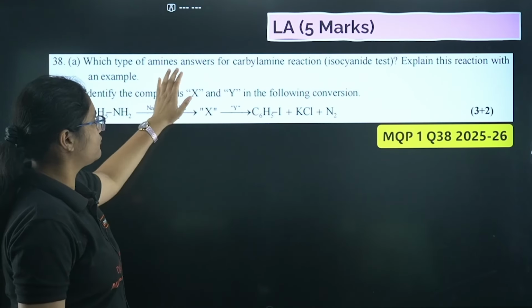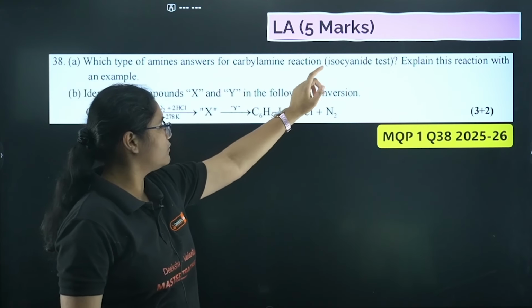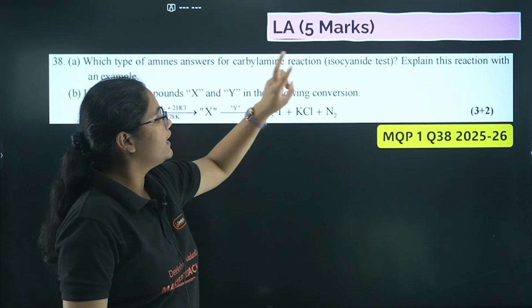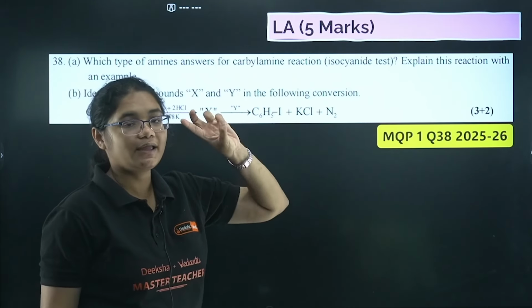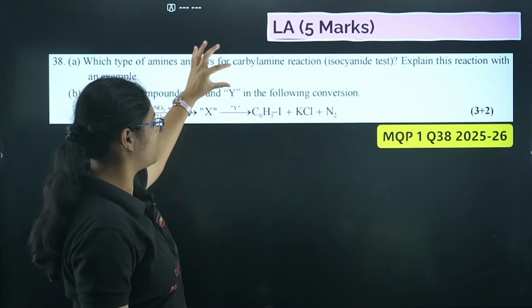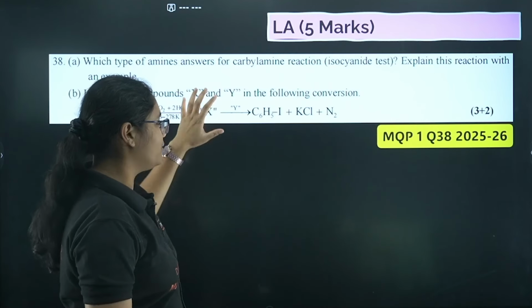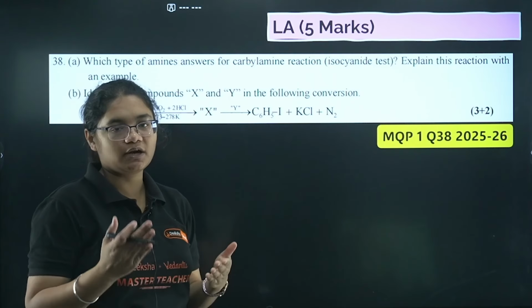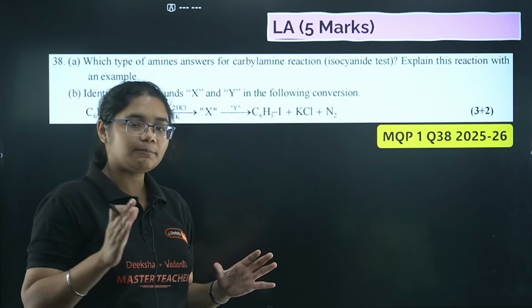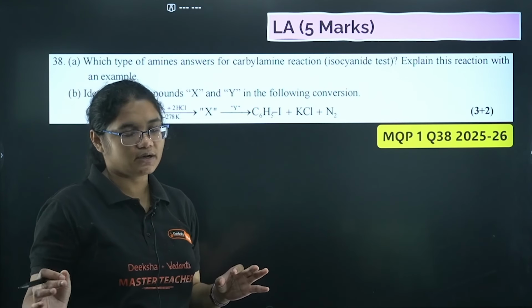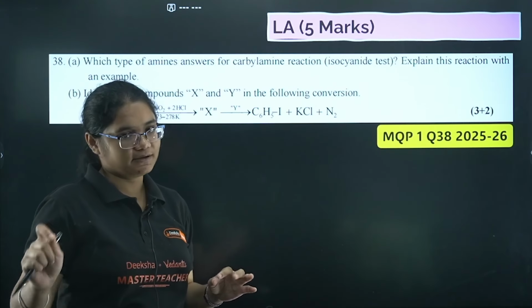First of all, which type of amines, that will give you 1 mark. Explaining the reaction will give you 1 mark. An example will give you 1 mark. So the first part carries 3 marks. You will never get a direct 5 marker question. It will always be in the form of 3 plus 2 or 2 plus 2 plus 1, but the majority of the time 3 plus 2.